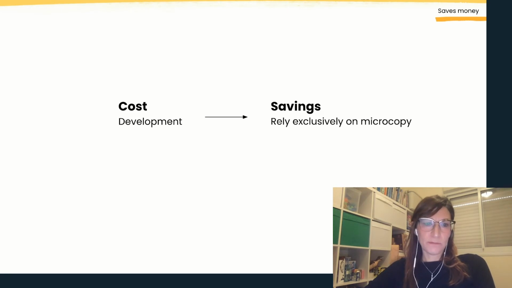Again, here there was a big development cost for improving the user experience, but by relying exclusively on microcopy without any sophisticated code going on behind the scenes, we saved a lot of money while significantly saving our support resources and improving the experience overall.